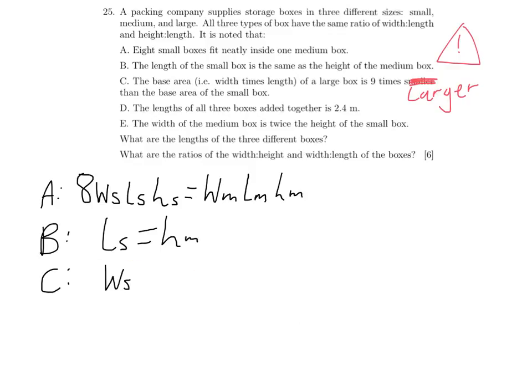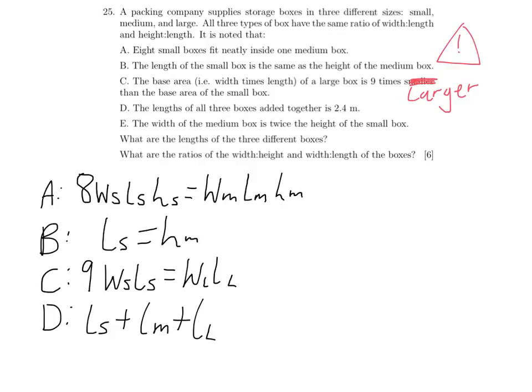We are told that the base area, the width times the length of the large box, is 9 times the base area of the small box. So this is the base area of the small box, this is the base area of the large box, and we need 9 small box areas to fit in one large box area. We are told that the lengths of all 3 boxes add up to 2.4 meters. So the length of the small box plus the length of the medium box plus the length of the large box equals 2.4 meters.